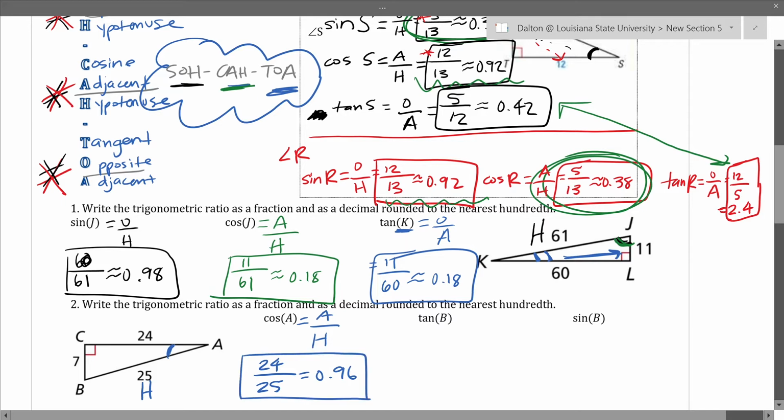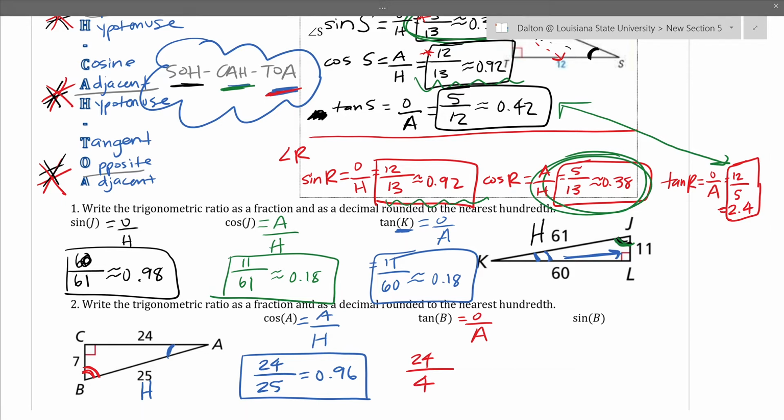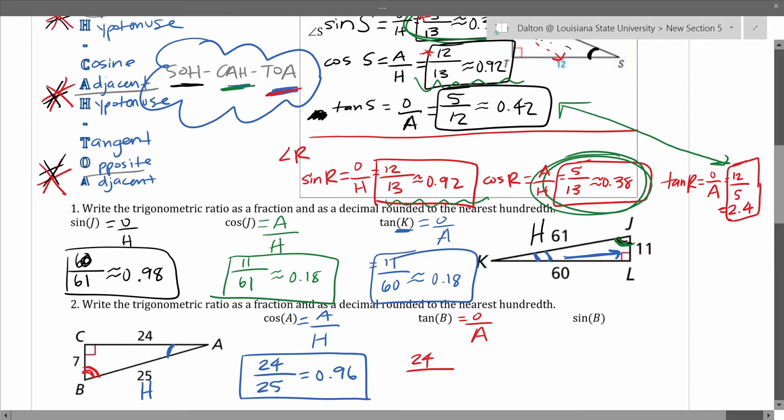Tangent of B. So we switch the reference point. B now, imagine standing there. Tangent is still found by doing opposite over adjacent, TOA. Opposite of angle B is 24. Adjacent to angle B is 7. And 24, oops, I wrote 4. 24 over 7 is approximately 3.43.